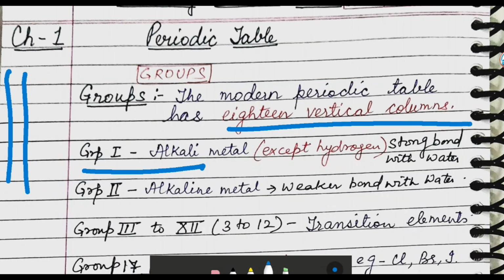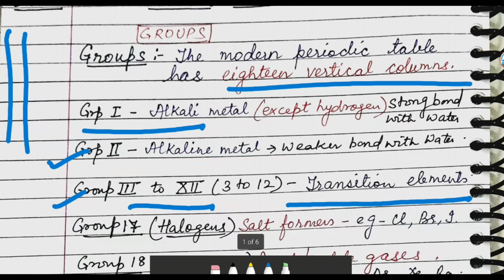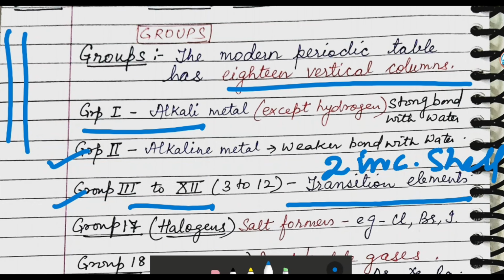Group 1 are the alkali metals, which form a strong reaction with water, except hydrogen. The next group is the alkaline earth metals, which form a weaker reaction with water. Groups 3 to 12 are called the transition elements. These elements have two incomplete shells, and these are mostly all metals. We are not going to study them in detail in this topic.